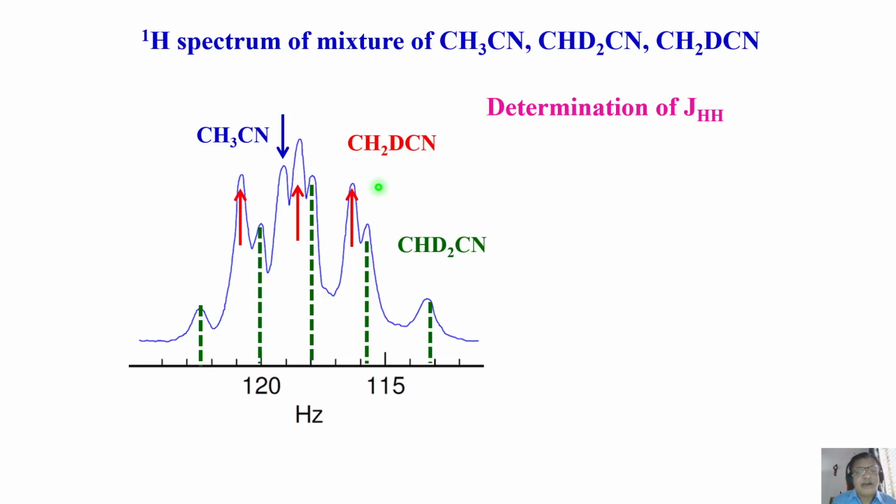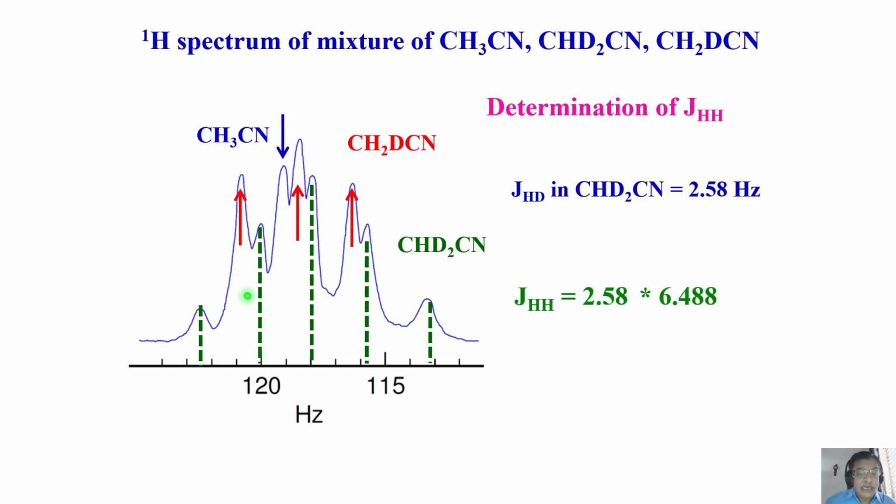Normally, it is expressed in parts per billion, or sometimes, if it is a large value, parts per million. Okay. Now coming back to our J calculation, I can measure JHD here from the spectrum, either this one or this one, any of them you take, and the measured value is about 2.6 Hertz.